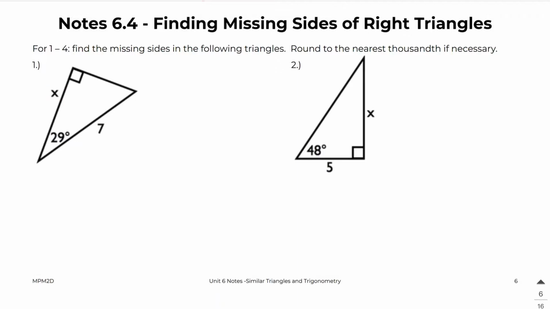This is a missing side length that I don't know what it is. So I'm going to use the angle that's given to me, and I'm going to see how the side that I want to know and the other piece of information that I'm given relate to this angle right here. So if my right angle is here, that tells me that 7 is my hypotenuse. And then because the x is right next to this angle right here, this x is the opposite.